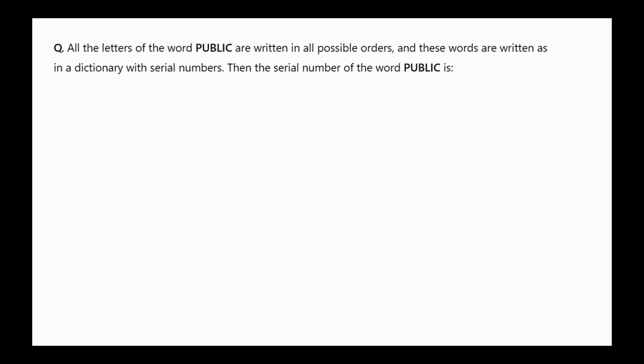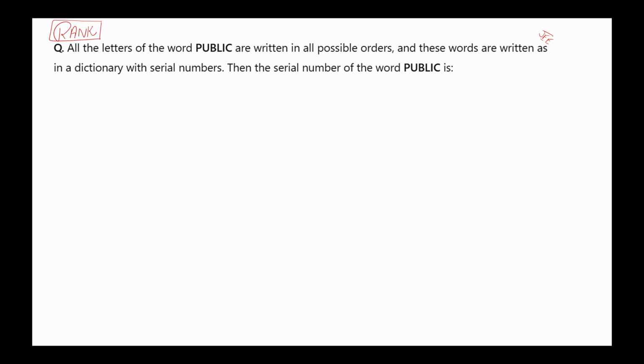Now let's look at this one. This is known as a rank problem. Mostly questions that are asked in JEE are asked from rank problems only, and this was also one of the previous year JEE Mains questions. Of course I cannot explain this concept without using an example, so directly I've taken up an example. All the letters of the word PUBLIC are written in all possible orders, and these words are arranged in a dictionary with serial numbers. Then the serial number of the word PUBLIC would be?